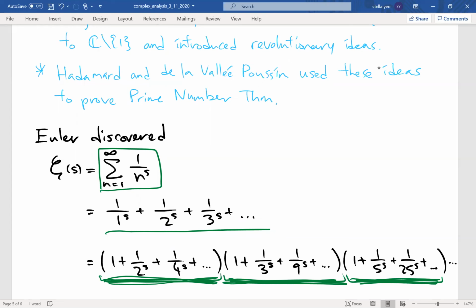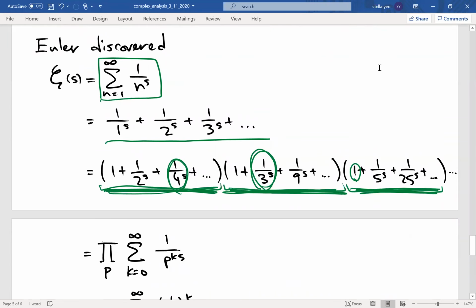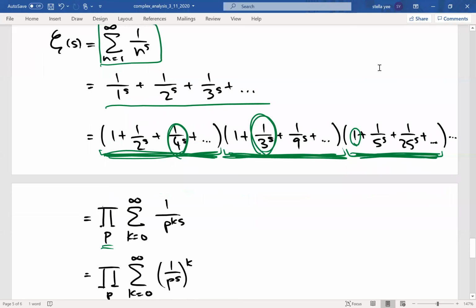So 12 could be written as 4 times 3. So it's powers of 2, 2 squared times 3. So these two combinations will make up 1 over 12 to the s, and I guess 1 from the rest of the factors. So if you multiply this out, all of the positive integers could be written out that way. Okay. So it's a product over all the primes p of the sum of all of the powers of that prime.